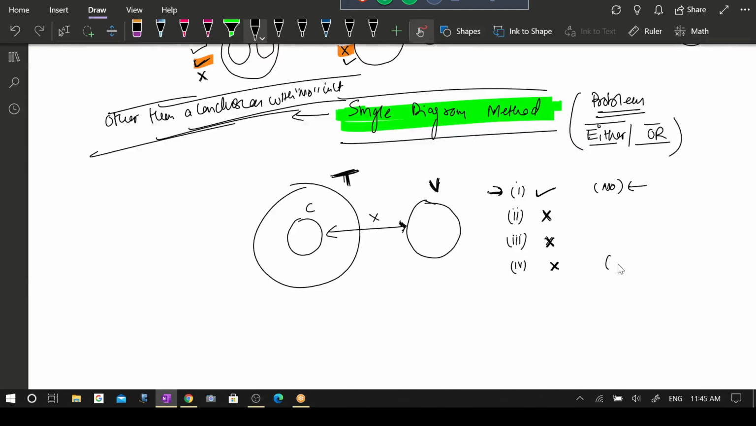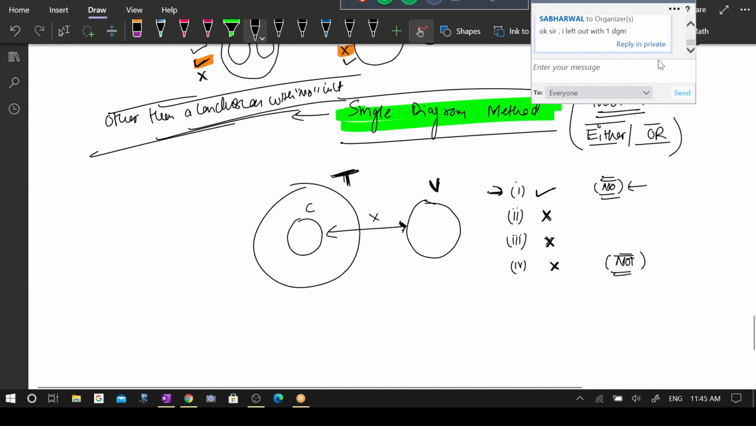But again, it would have a not in it. A not in it, isn't it? So whenever there is a not issue, then you have to think about this complementary pair. Right, so we are going to talk about it, don't worry.